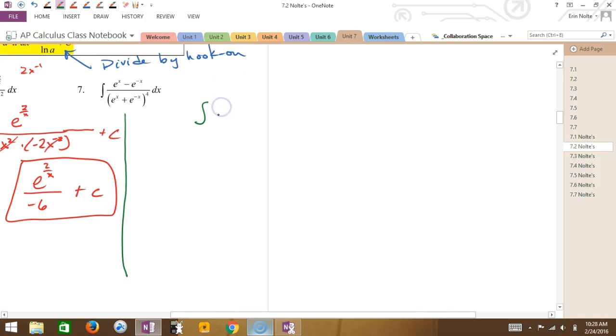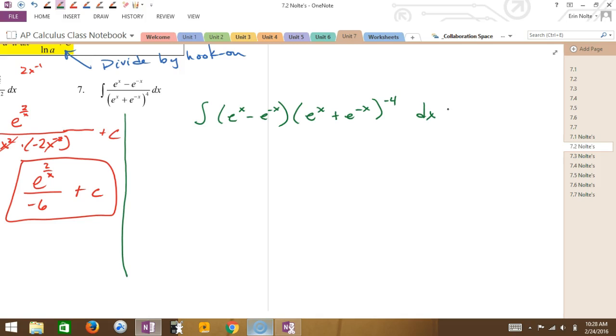Okay, I'm going to rewrite this one. So I have e to the x minus e to the negative x. And all I'm doing is I'm pulling that denominator upstairs to the negative 4th. Okay, if I have a quantity that has an exponent, which integral rule do I have to use? Power. The power rule. Very good.